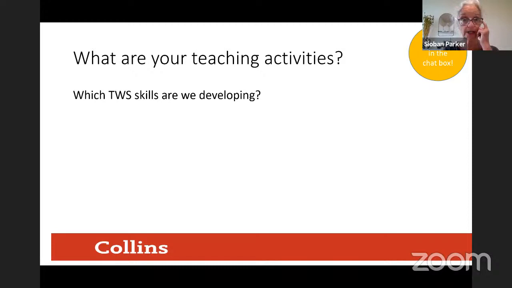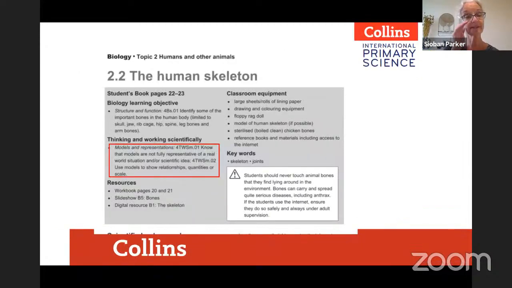Yeah, that's a really good point, actually. Because this is where it's sometimes difficult to strip the thinking and working scientifically substrands. Even though it's more granular, we are touching or using many of those skills in our lessons, and in particular this lesson on the skeleton. So what Collins decided to do was to focus on particular ones each time. Here with the human skeleton, it's really focusing on models and representations.